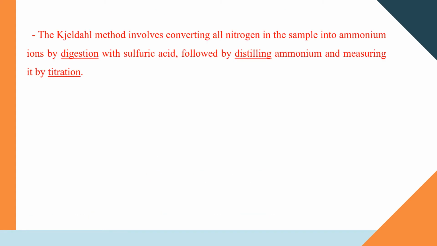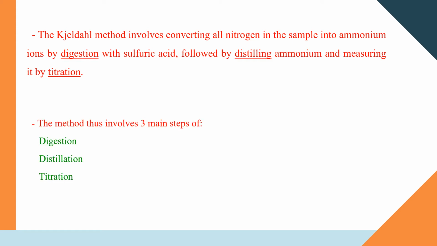So what is the technical principle of the Kjeldahl method? The Kjeldahl method relies upon measuring nitrogen in samples, in food or fertilizers or any other samples, and it does this by converting all nitrogen in the sample into ammonium ions that can then be titrated and measured. So in the Kjeldahl method, you need to carry out three successive steps. Those are digestion, distillation, and titration.